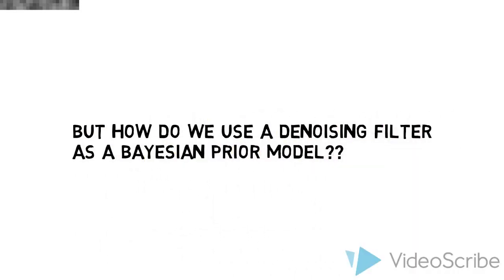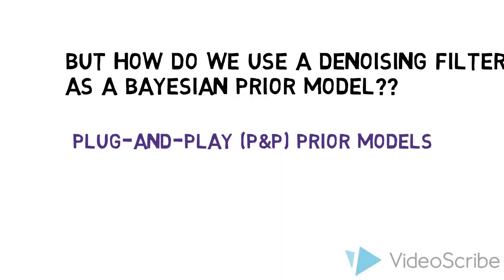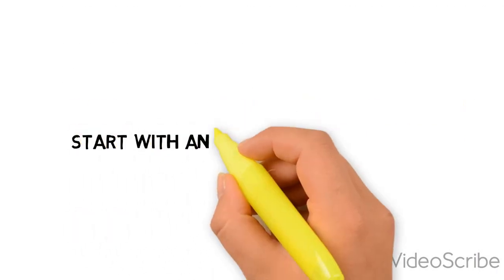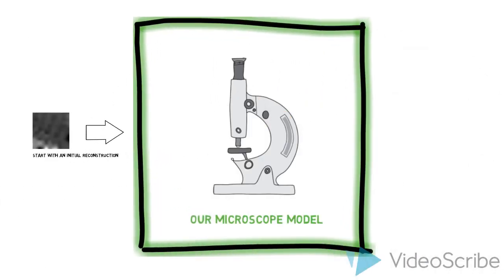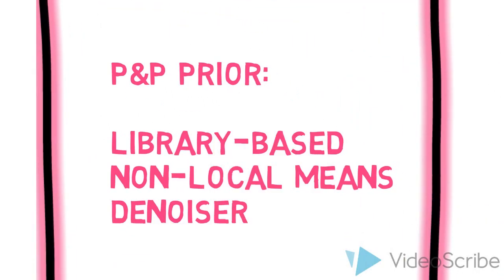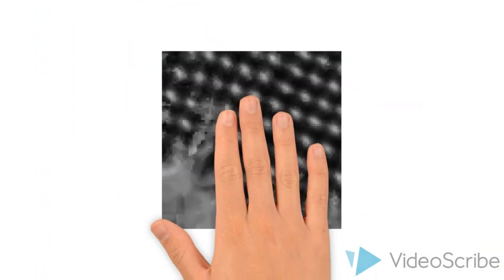But how do we use it as a Bayesian prior model? The answer lies in a powerful framework called plug and play, and we start off with an initial reconstruction, which doesn't have to be too good. It's an initial guess, and we feed it into the forward model. The result of the forward model is then fed into another block, the prior model block, which is basically our library-based non-local means denoiser. This is the strength of plug and play, in fact, that we can use a denoiser, and then we iterate in a loop until we hit convergence to produce these images.